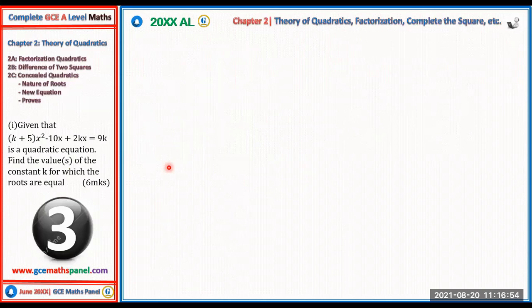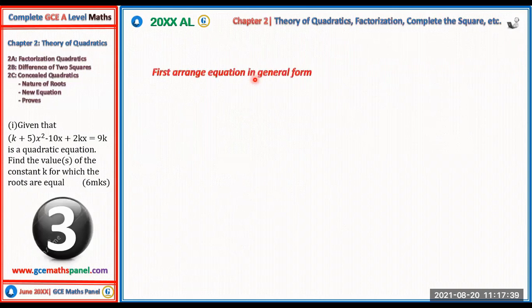What is the condition for the roots of a quadratic equation to be equal? What is the condition for the roots of a quadratic equation to be equal? b squared minus 4ac must be equal to 0. Greater than or equal to 0. All right, so for the roots of a quadratic equation to be equal, thank you so much, the discriminant must be equal to 0. Are we together? Yes, sir. So the discriminant must be equal to 0.